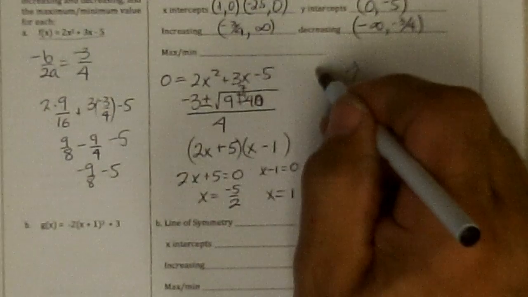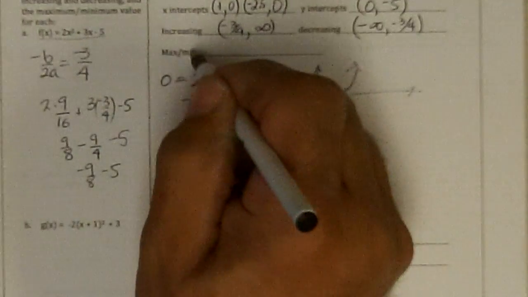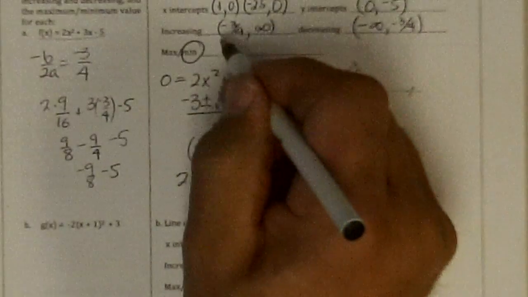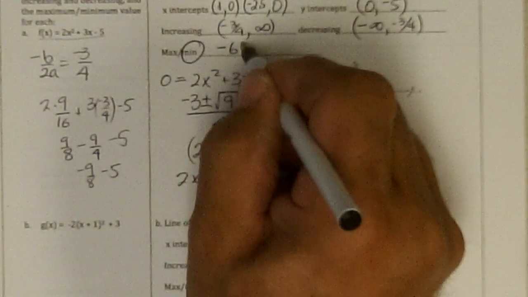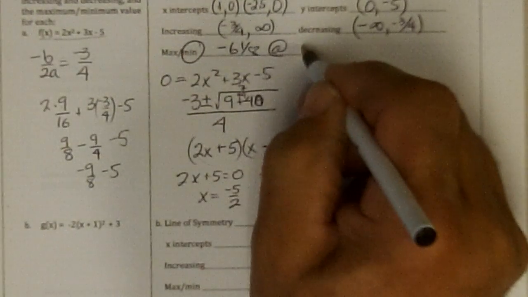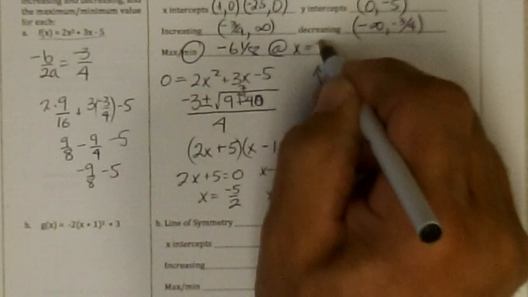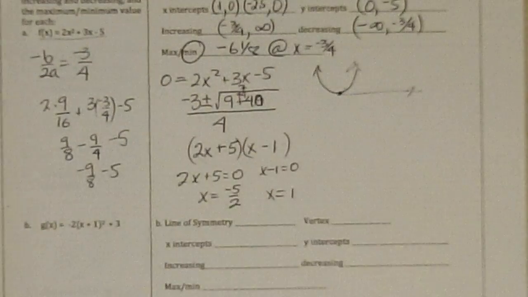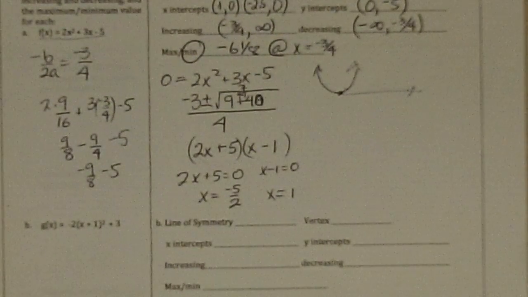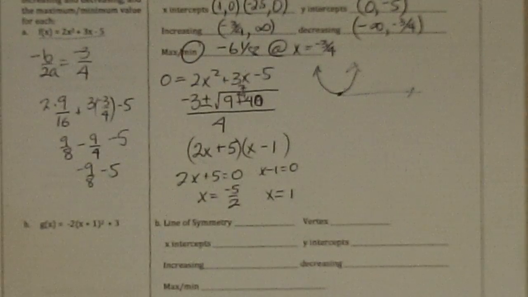And so this parabola, since it opens up, will have a minimum, and that minimum will be negative 6 1/8. And if you want to add, at x equals negative 3/4. That's where the minimum is at. The minimum is negative 6 1/8. And that's number 2a. Now let's do 2b.